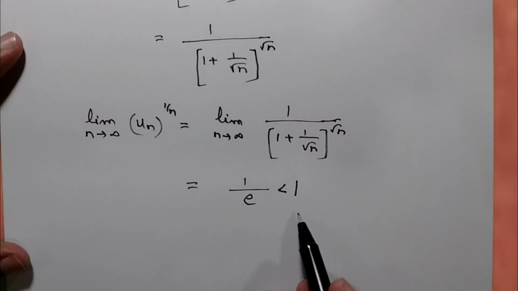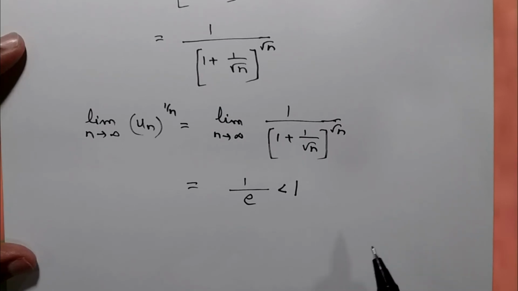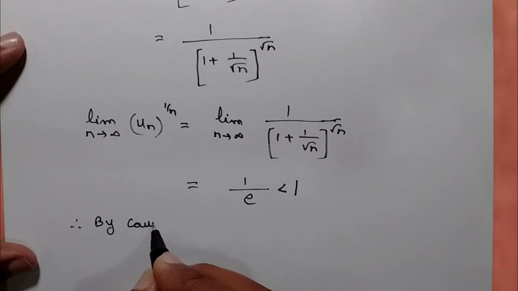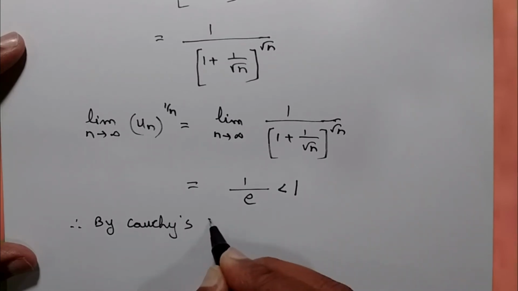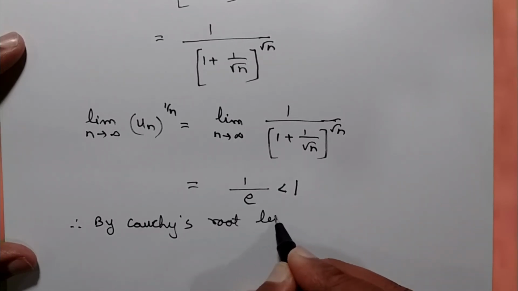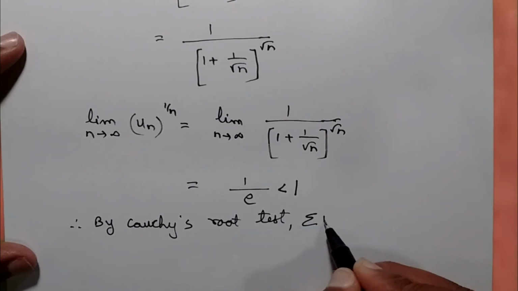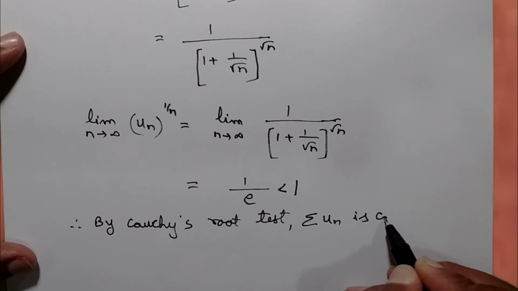In that case, what can you say about the series? The series is convergent. Therefore, by Cauchy's root test, summation of un is convergent.